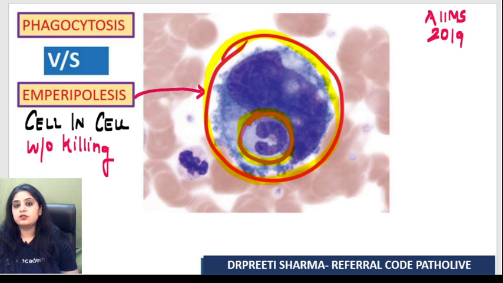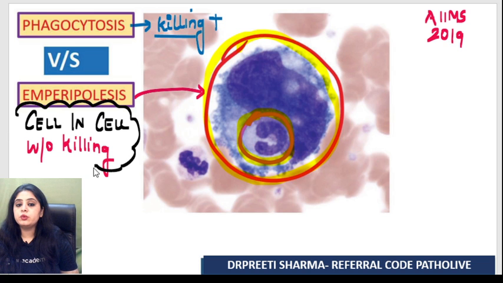However, in phagocytosis, after eating up, there would have been killing also. That is the entire purpose of phagocytosis, right? So, Emperipolesis, remember the definition, it is cell within cell appearance without killing. So, where all do we see this?